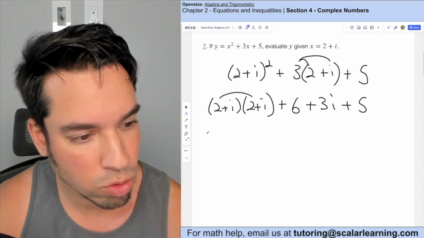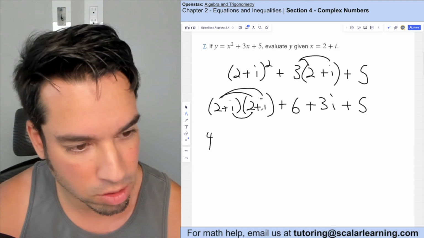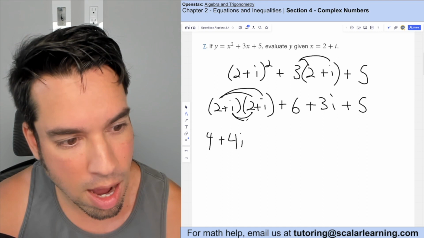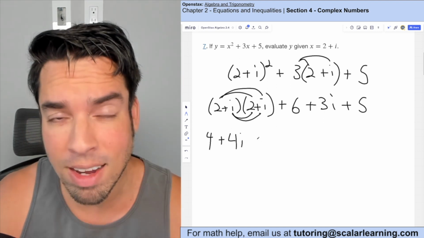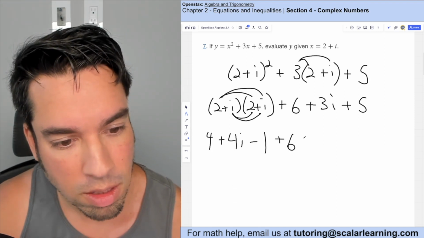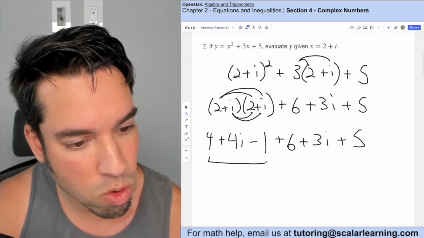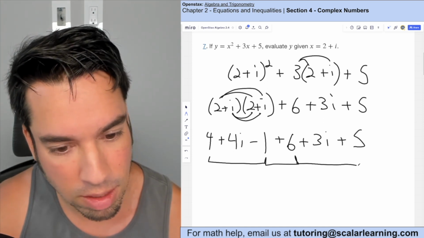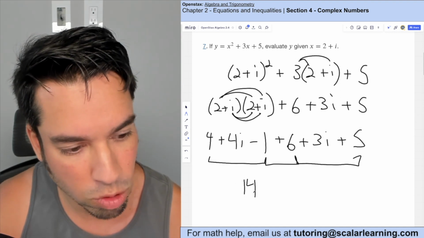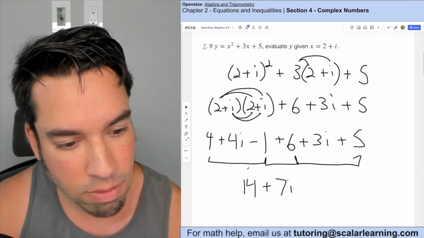So first we got 2 times 2, which is 4. Then we've got a 2i and a 2i as they're multiplying. So 2i plus 2i is 4i. And then we got i times i, which is i squared. Again, i squared is just -1, so I'm going to take a little shortcut there. And then we've got this whole section. Now we can combine like terms. We've got 4 and -1 and 6 and 5. So that's 3, 9 plus 5 is 14, putting the real part first. And then 4i and 3i makes 7i for the win.